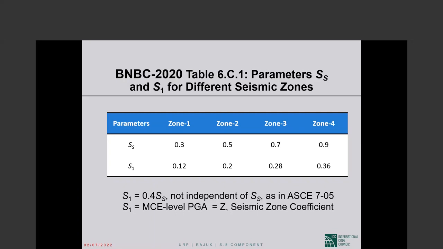BNBC 2020. So when you see the Z factor, as you saw on the maps, 0.36, 0.28, 0.2, 0.12, those Z values are essentially S sub 1 values. You multiply those by 2.5, you get your S sub S values. Okay? So these are the values of Z, as you see on the map. You multiply those by 2.5, you get the S sub S values.